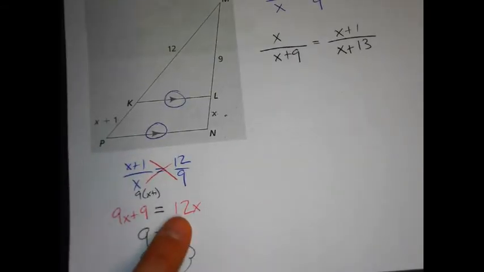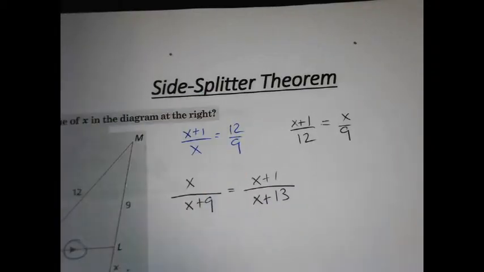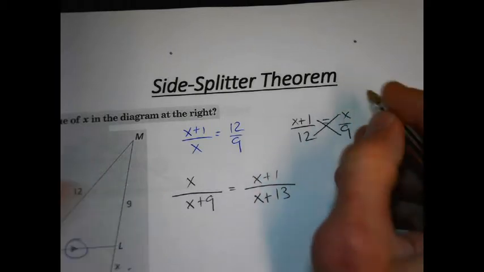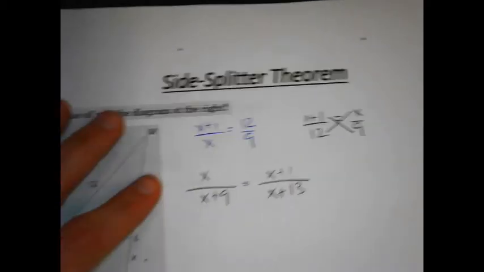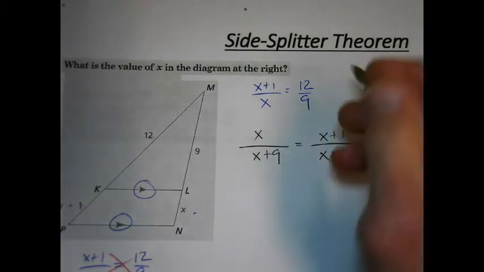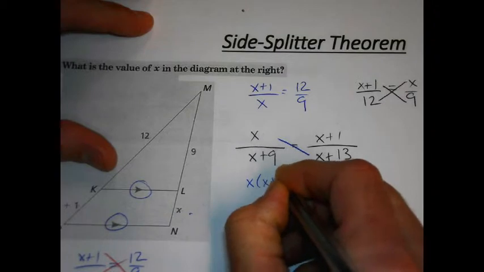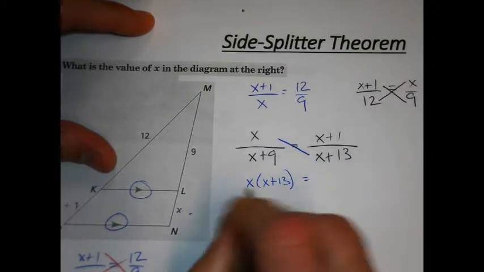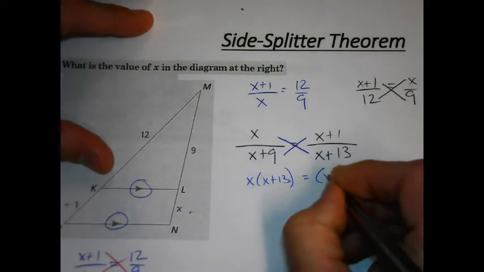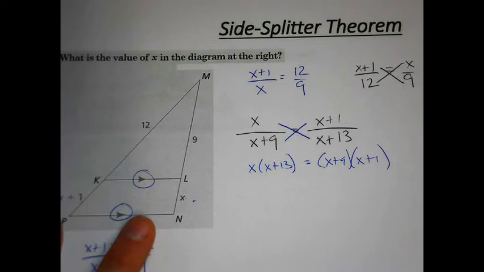All right, so look at how they're the same. 9x plus 9, 12x. 9x plus 9, 12x, right? It could happen either way. But then you ask, all right, Mr. Katz, what about this crazy thing here? The product of the extremes. So we have x times x plus 13 is equal to the product of the means, x plus 9 times x plus 1.